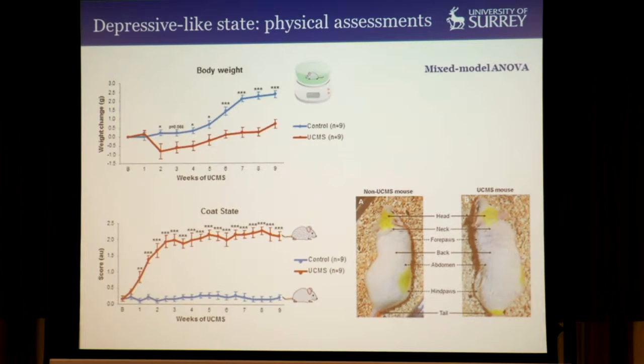Another very interesting aspect of physical assessment of depressive-like states in rodents is associated with coat state. A normal animal will always have this very nice fur because of the spontaneous grooming behavior, while an animal which is developing a depressive-like state will stop grooming as much, and you see this deterioration and worsening of the coat state and weakened maintenance. It emerges after 2 weeks of UCMS, and it can remain steady.